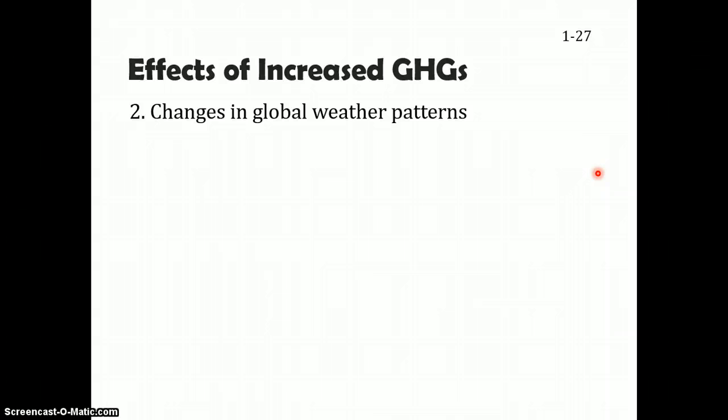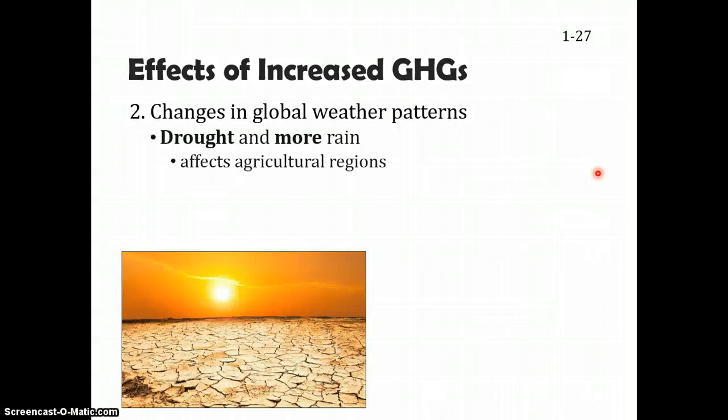We began talking about this slide last class. So an increased temperature is really going to affect how weather occurs across the globe. One thing that's going to happen is that some areas are going to experience more drought, while others are going to experience more rain. The reason for this is that when it's warmer, evaporation happens more. You guys have seen this during the summertime. In the summer, you'll notice that it's very humid because warm air holds water, and that's what humidity is.